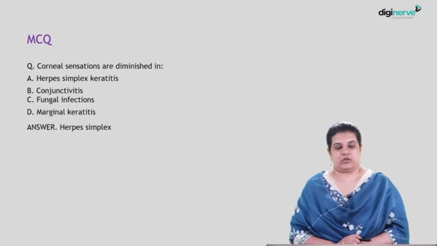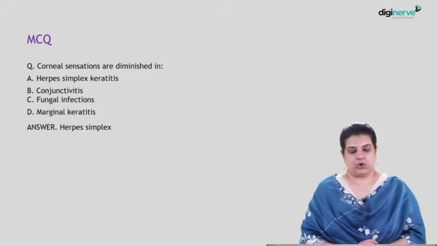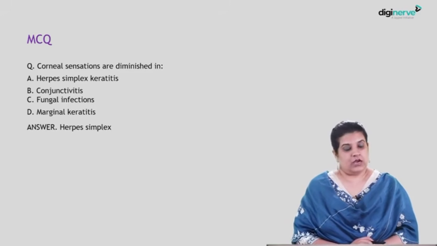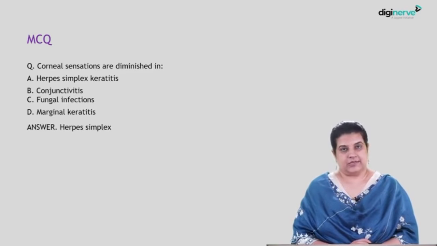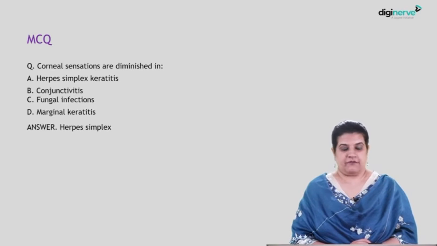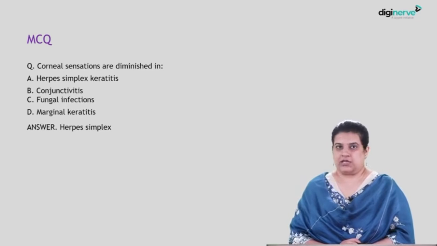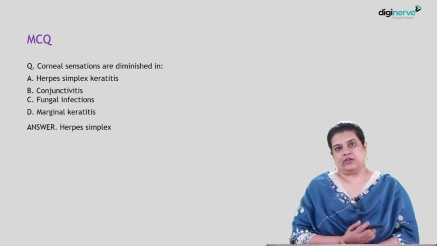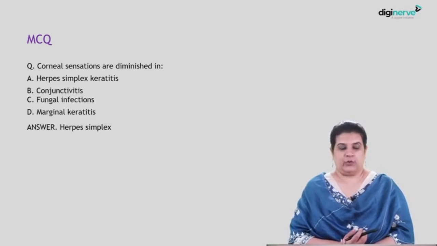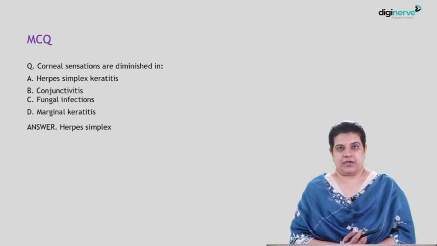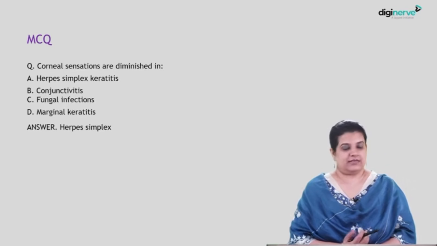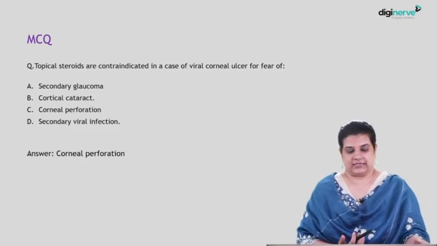The next question is, corneal sensations are diminished in which of the 4 entities? Herpes simplex keratitis, conjunctivitis, fungal infections or marginal keratitis. As we have covered this topic in the initial few slides, we know that there is anesthesia at the base of the ulcer. So the answer is herpes simplex keratitis.